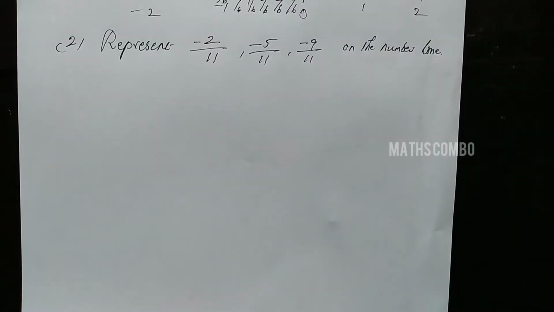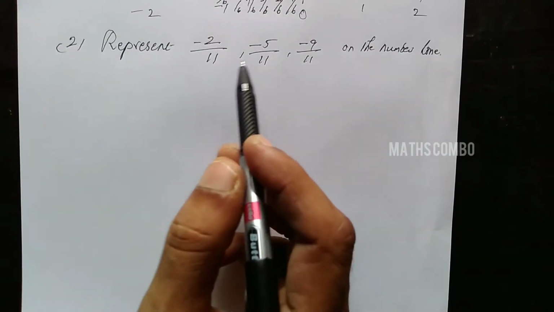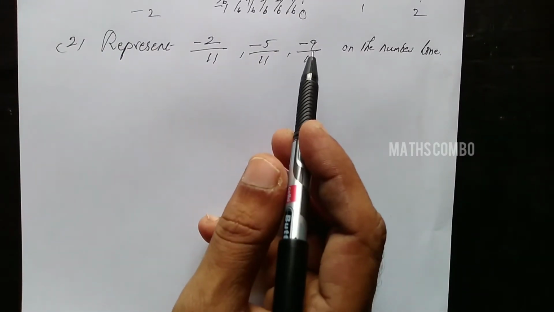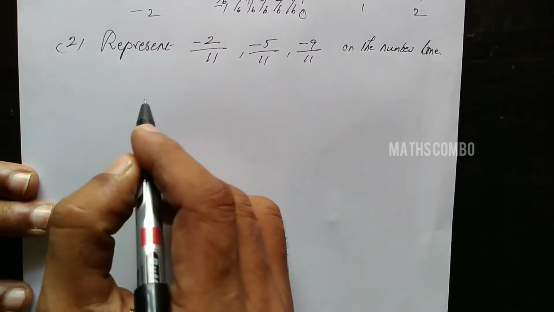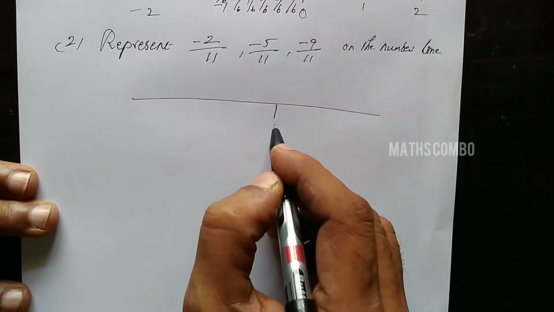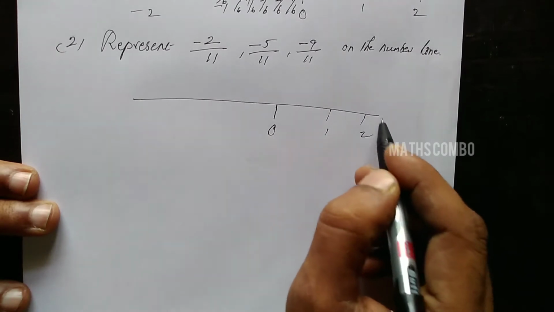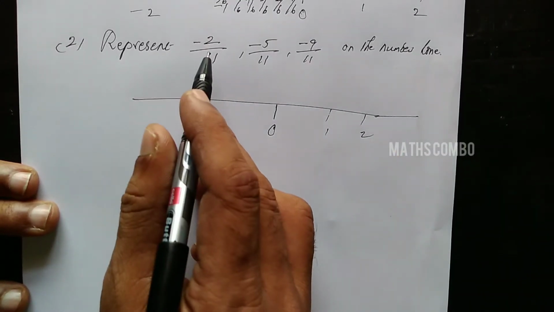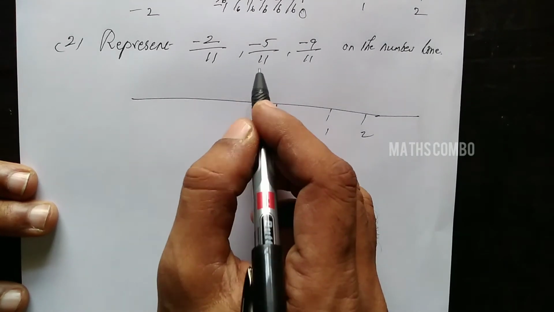So now we will read the next question. Represent minus 2 by 11, minus 5 by 11, minus 9 by 11 on the number line. It's very simple. We'll put a number line, 0. So we know it will be 1, 2, things like that. They have given everything as minus, and the denominator is 11.